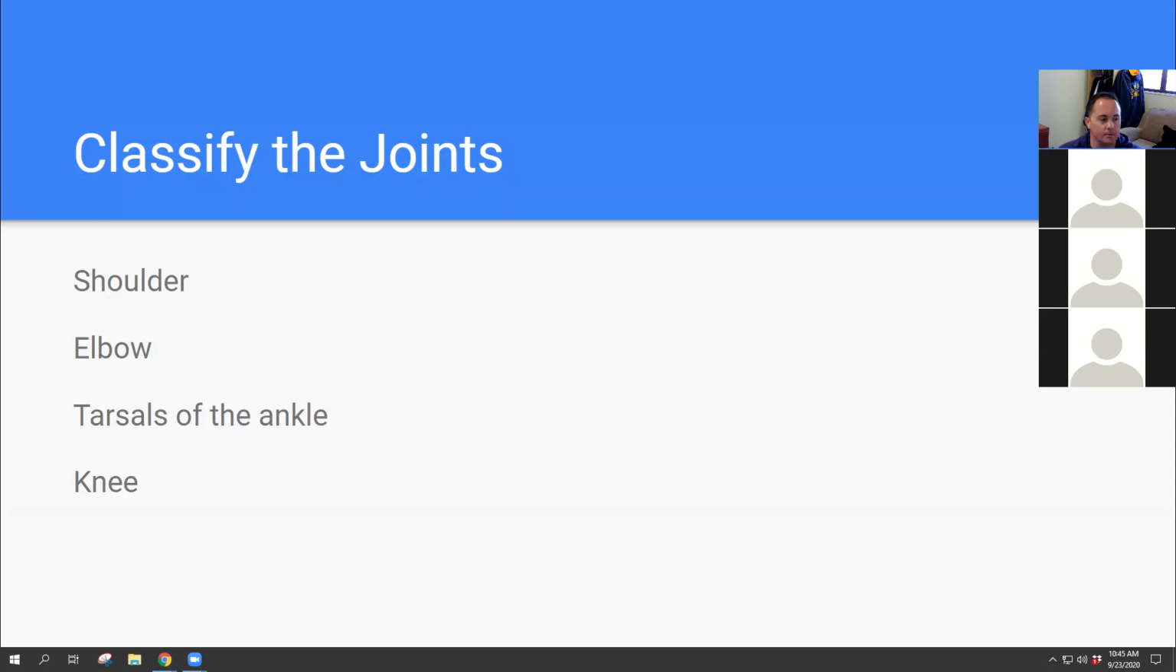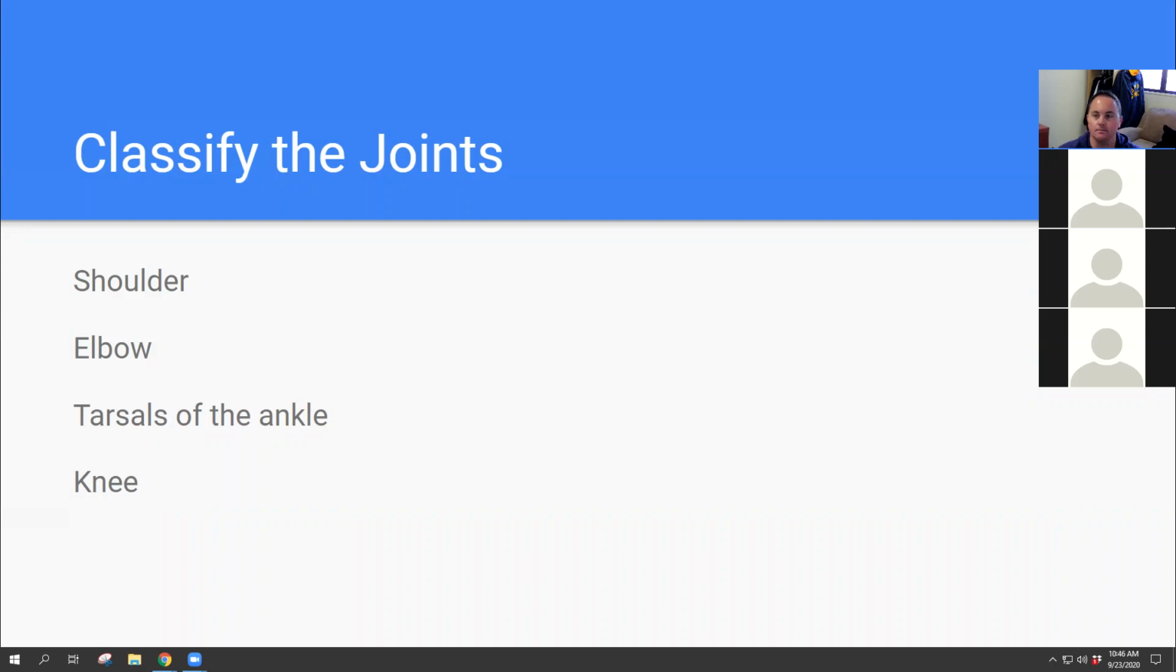Sienna, what'd you get for tarsals of the ankle? Did you say me or Siona? You. I wasn't really sure. I put multi-axial, but I don't think that's right. So there's no ball and socket for the tarsals within the ankle. What was the carpals within the wrist? I'm not sure. Gliding. So the tarsals, the many bones within the back portion of your foot are going to be gliding joints.